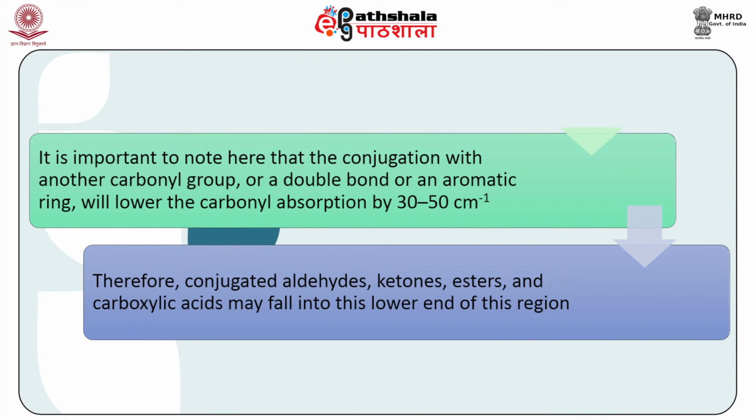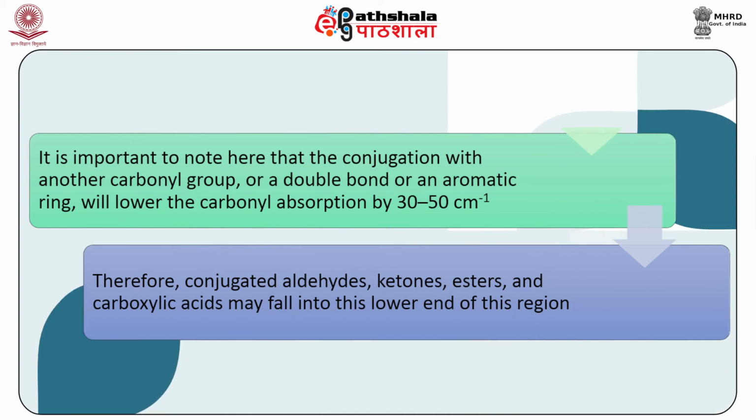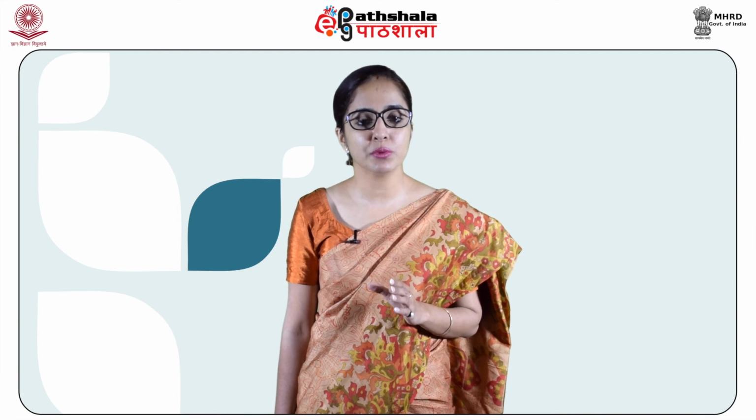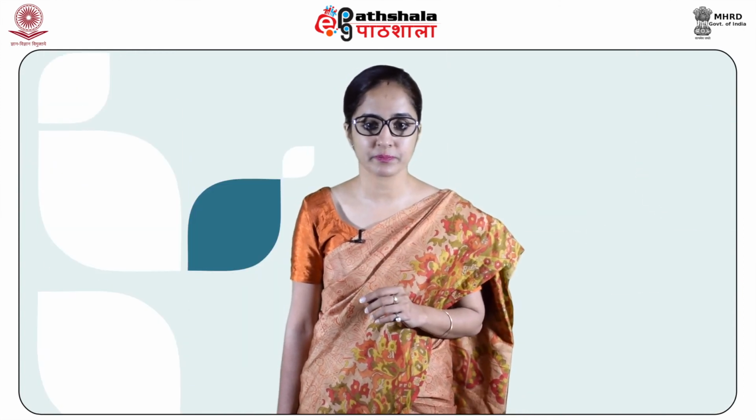Therefore, conjugated aldehydes, ketones, esters and carboxylic acids may fall into this lower end of this region in case they are aromatic. Now let us consider the absorptions in the region 2300 to 1990 cm⁻¹. Multiple bonded nitrogen compounds and cumulated multiple bond compounds like cyanides, that is also known as nitriles, cyanates, isocyanates, isothiocyanates, thiocyanates, and the diazo compounds exhibit characteristic absorptions in the region of 2300 to 1990 cm⁻¹.